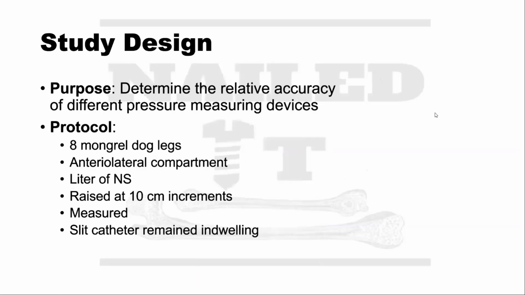They wanted to determine the relative accuracy of different pressure measuring devices. They used 8 different dog legs, and they used the anterior lateral compartment. You'll see in all of these studies, they use a lot of canine models, and particularly look at the anterior lateral compartment, for anyone who's curious. They put in an 18 gauge catheter and connected it to a liter of normal saline, and they raised that normal saline first at the level of the leg, and then raised it 10 centimeters, and another 10 centimeters, and so on. They did this 10 different times until it was 100 centimeters above the leg.